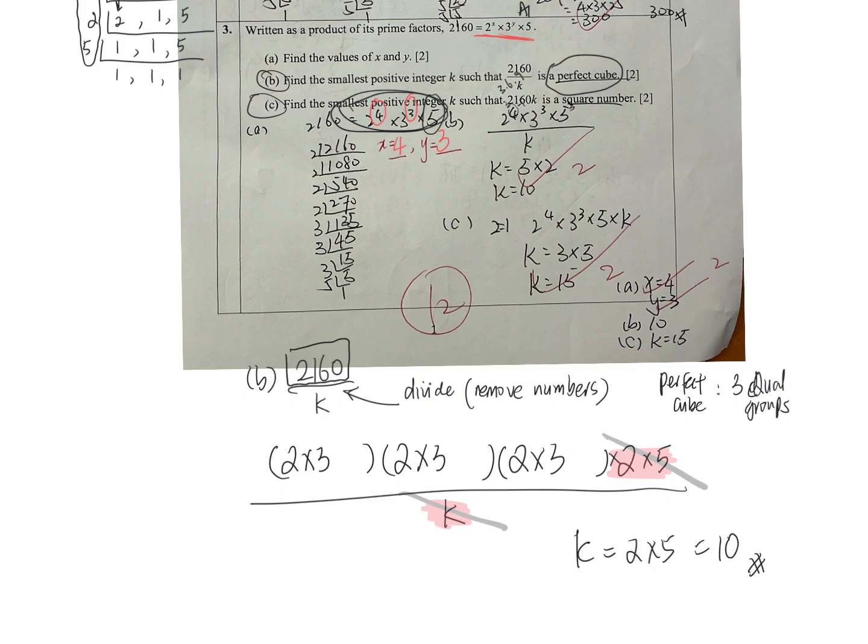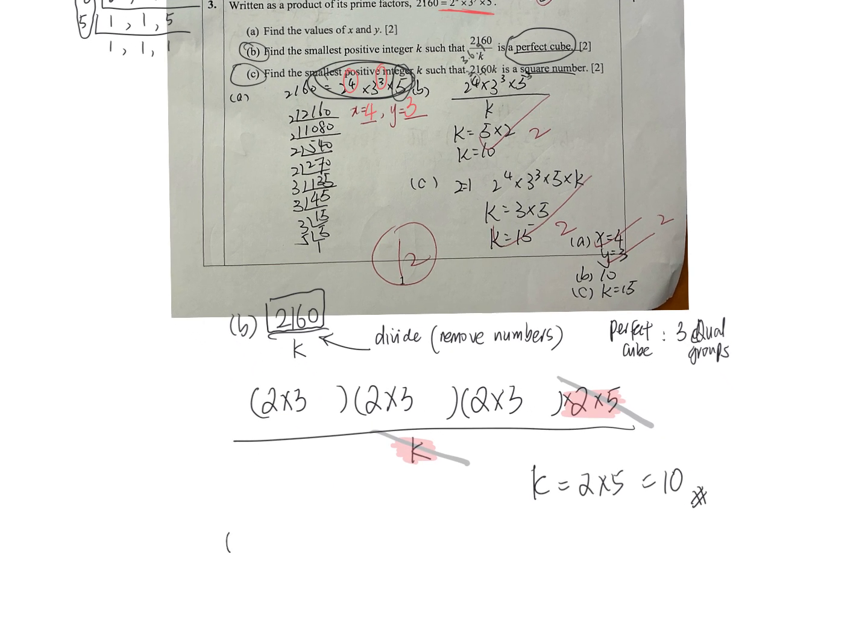Okay? So this is how you do B. Part C says, I want to do 2160K. When it's multiplied, they are asking you to add in numbers. So you are free to add in numbers, but make sure the number you add in is the smallest number you can add in. Otherwise, there's plenty of numbers you can add. Okay, so they want the smallest possible one.